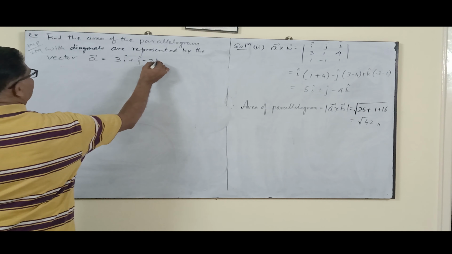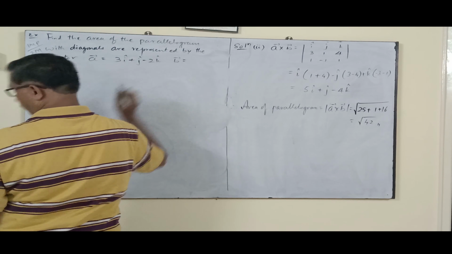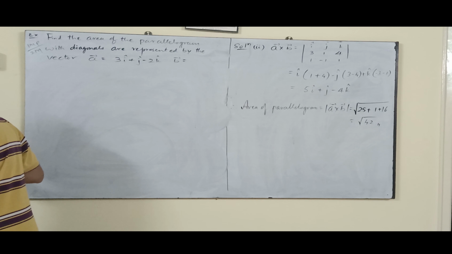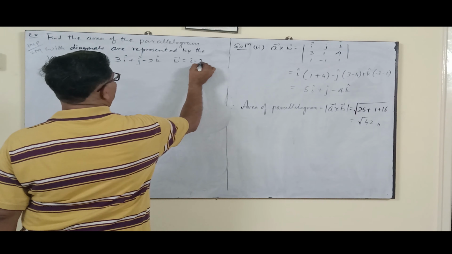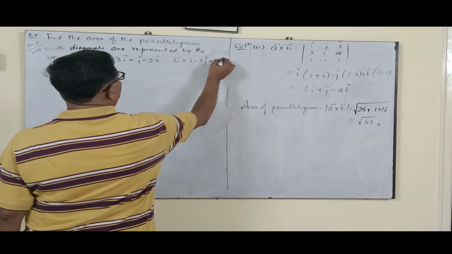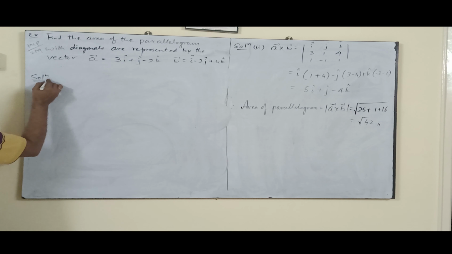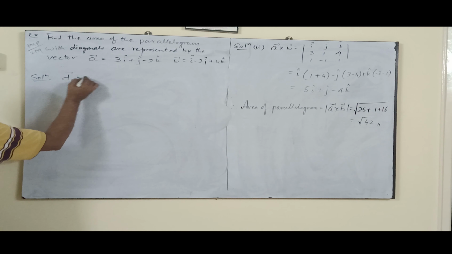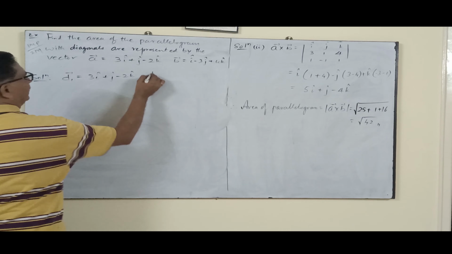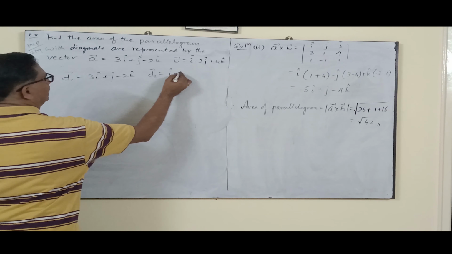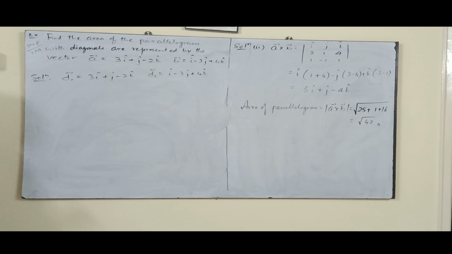Vector A is 3i plus j minus 2k. Vector B is i minus 3j plus 4k. Diagonals are given. Here the diagonals are denoted by D1 and D2. Let D1 be the vector 3i plus j minus 2k and D2 the vector i minus 3j plus 4k. These two are diagonals. You know the formula.